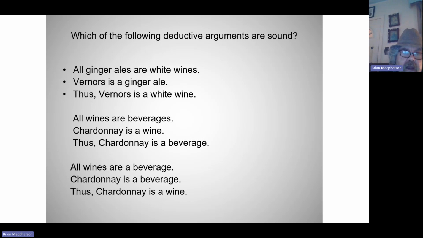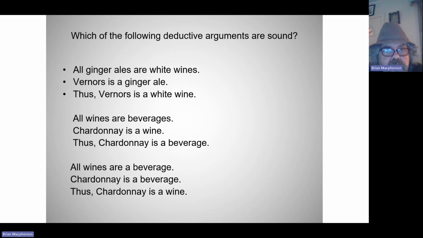Now it would seem that that's a valid argument, but I think you would agree that it's unsound because the premise is false. It's not true that ginger ales are white wines. Okay, now look at the argument below that. All wines are beverages. Chardonnay is a wine, therefore Chardonnay is a beverage. Now there, the argument is valid. It's predicate instantiation, and it is also sound because it is true that wines are beverages, and it is true that Chardonnay is a kind of wine.